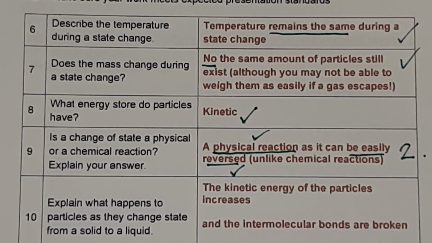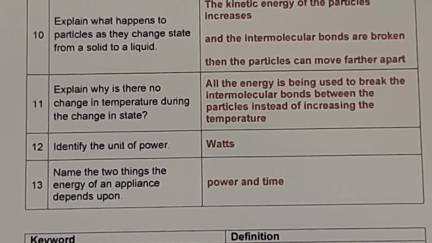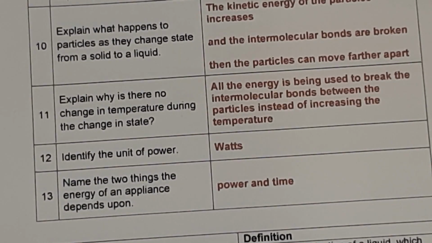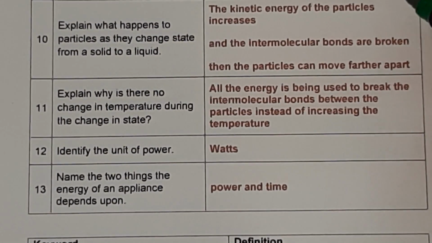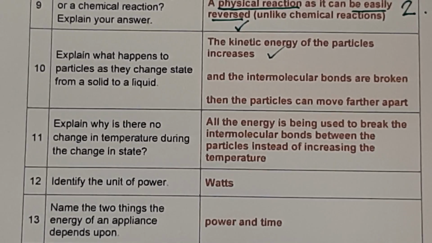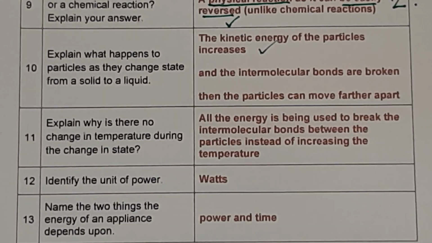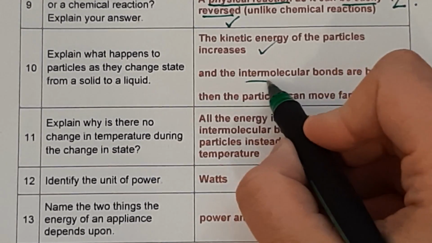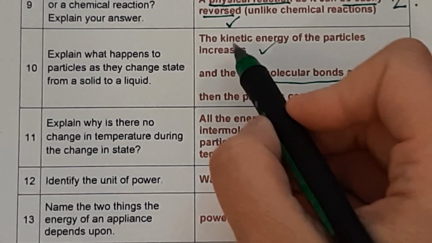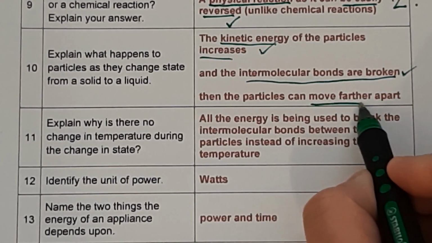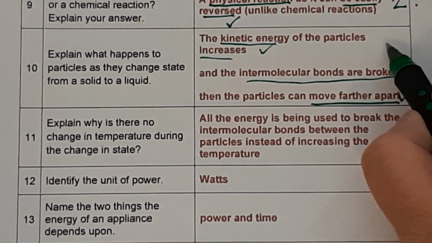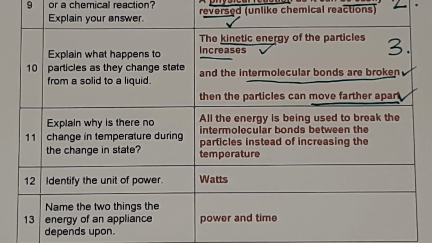Question 10. Explain what happens to particles as they change state from a solid to a liquid. Well, first of all, the kinetic energy of the particles increases. Okay, so we have increasing kinetic energy. Then intermolecular bonds are broken. And then finally, the particles can move further apart. So there are 3 marks for this question.